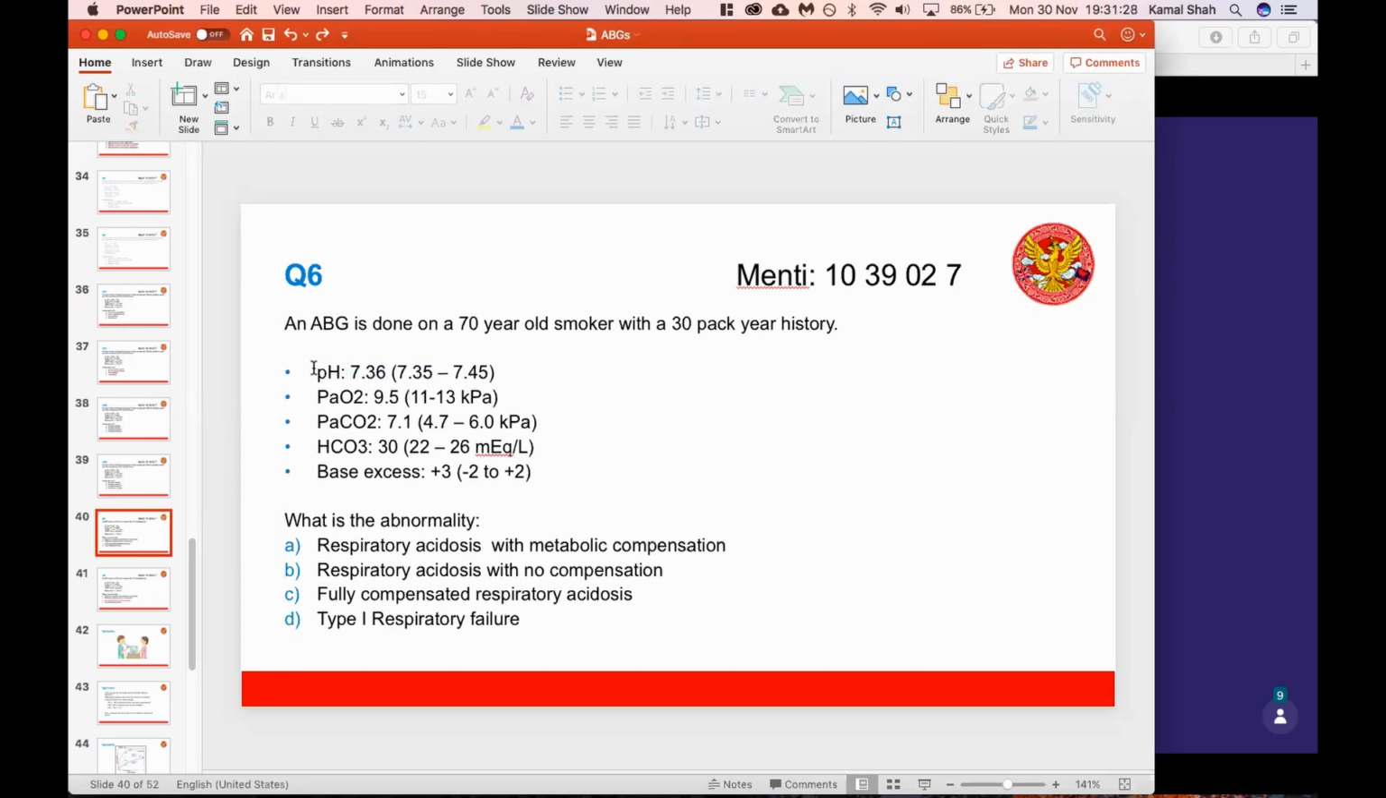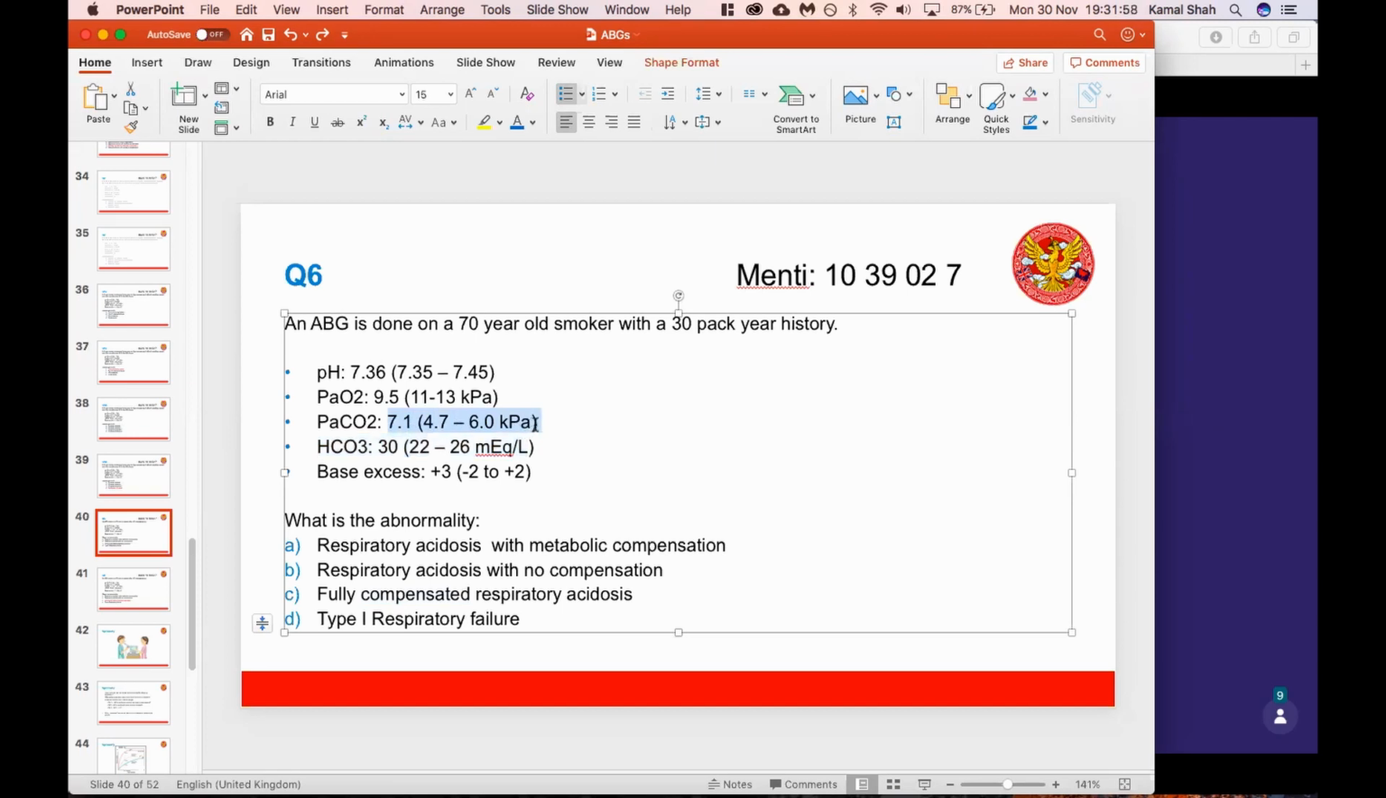So even if you just looked at the pH, you could have got this question right, because there was no option that said normal ABG. So this is a fully compensated respiratory acidosis. And why is it fully compensated? Well, remember what I said earlier on. If it's fully compensated, the carbon dioxide and the bicarbonate will be off, because they're counteracting each other. So the carbon dioxide is on the higher side.